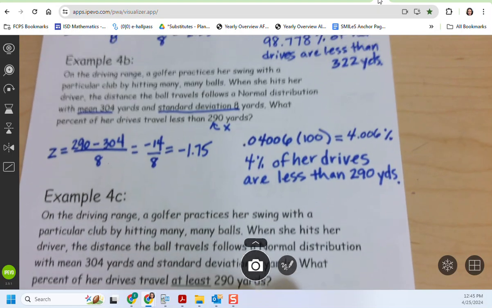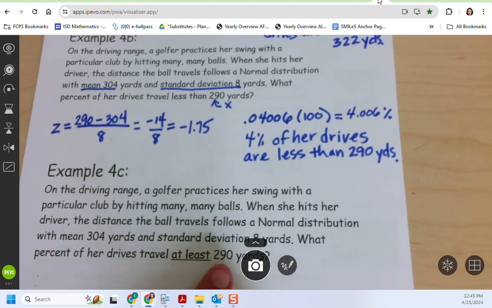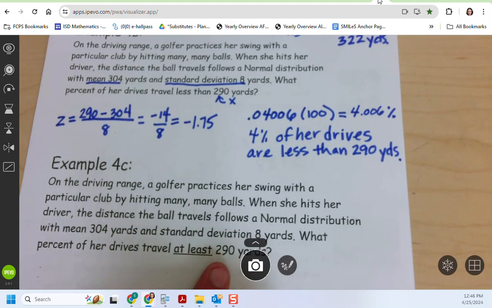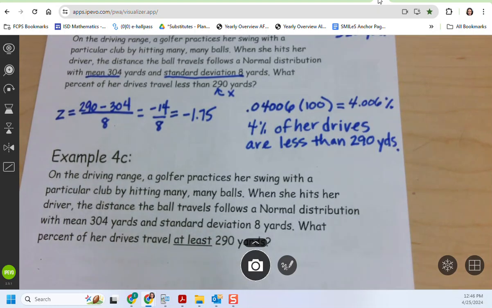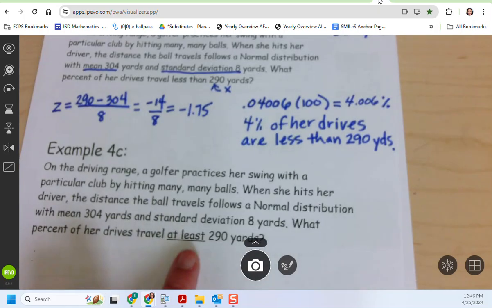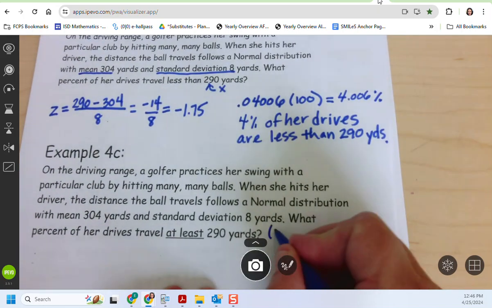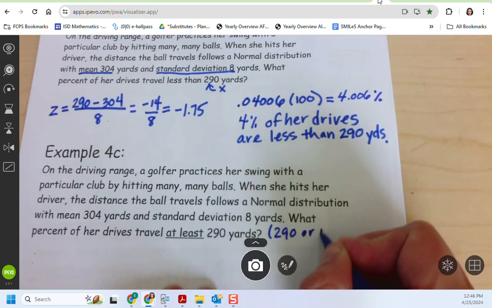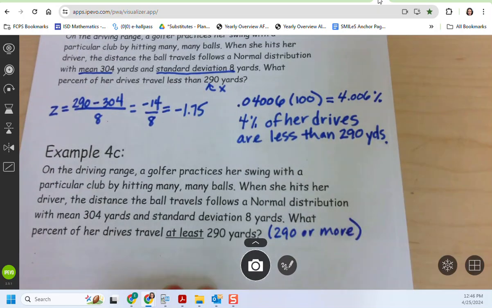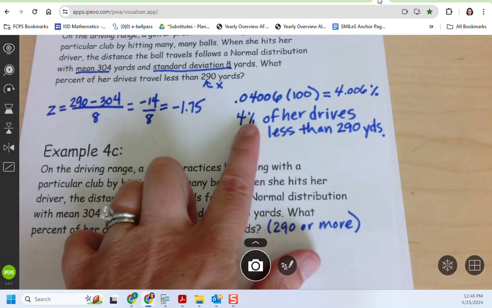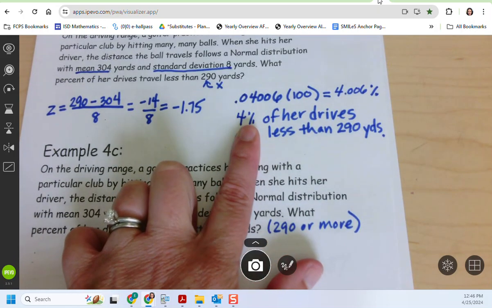All right, the last one looks really similar because it still says a mean of 304, a standard deviation of 8, and it says 290 yards. So what word is different in the last one? All right, Sophie found it, at least. You guys see that? What percent are at least 290? So that means 290 or more. The z-score table doesn't tell you how many more. It tells you how many less. And we already know that 4% are less than 290.